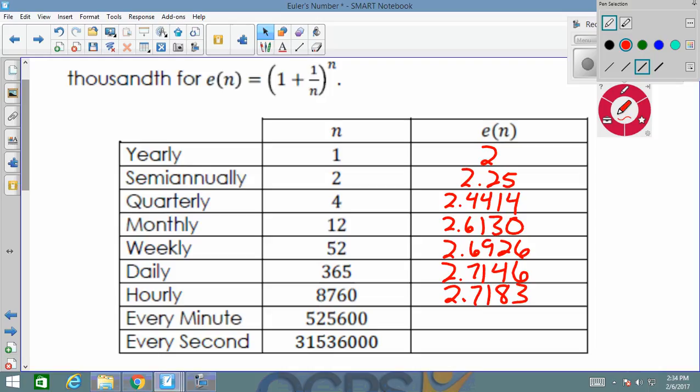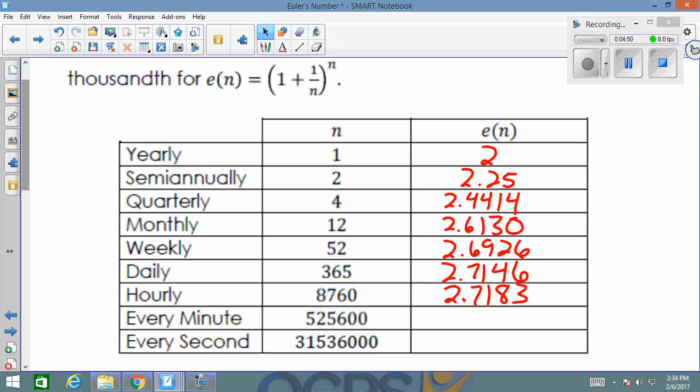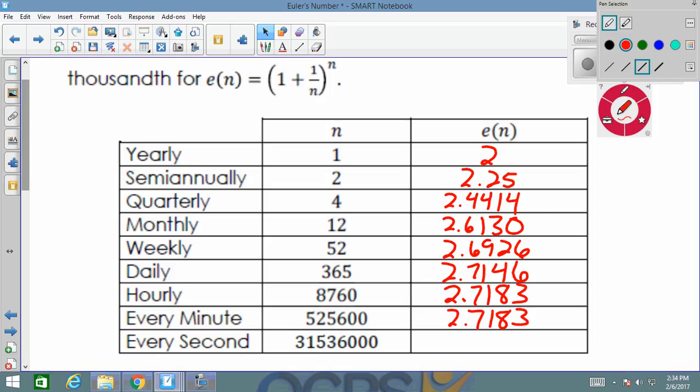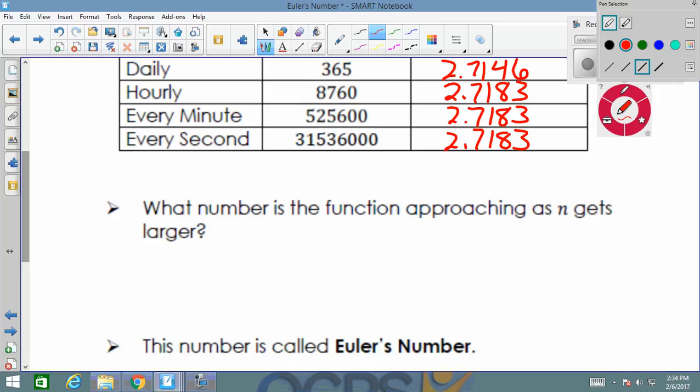Okay, then we're going to do every minute, which is 525,600. So 1 divided by that. Add 1 to it, and raise it to the 525,600 power. 2.7183. I'm going to do it again, this time for every second. And again, 2.7183.